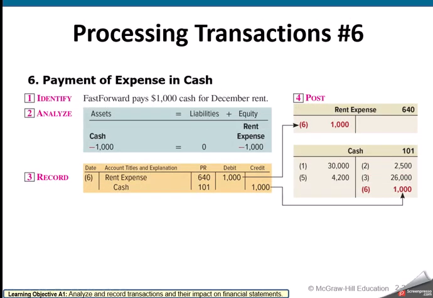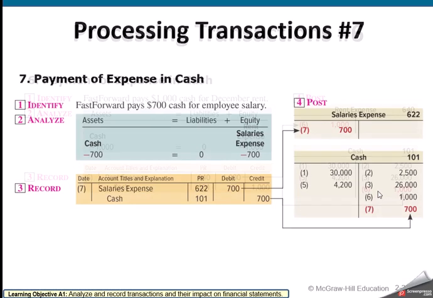Then we pay an expense. So we pay $1,000 cash for December rent. So cash goes down and rent expense goes up. So an expense reduces our equity. Our regular equity balance is a credit. So expense is always a debit when we are recording it. So we debit rent expense for $1,000 and we credit cash, and again, post those into the ledger.